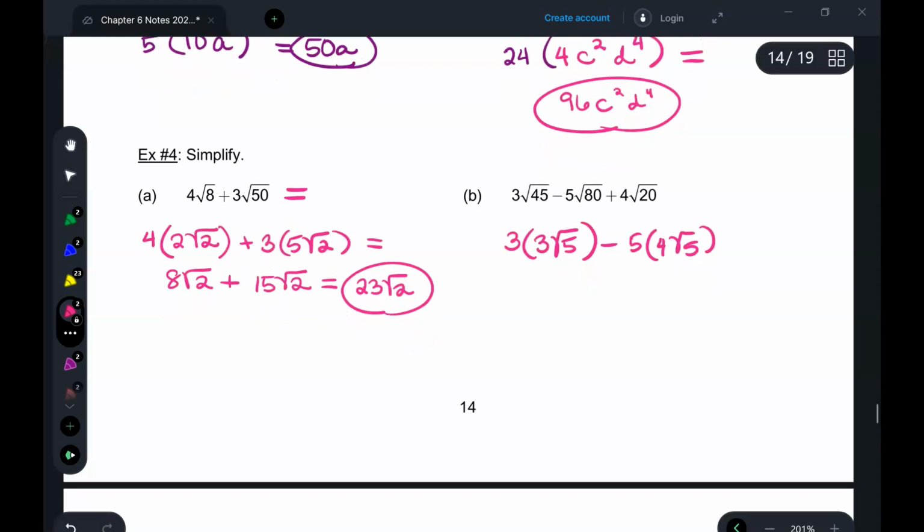What about 4 and 5? Square root of 4 is 2 with a root 5. Okay, so fortunately, it's good when we get all the same radical because then you'll be able to just combine them all at the end. 9 root 5.